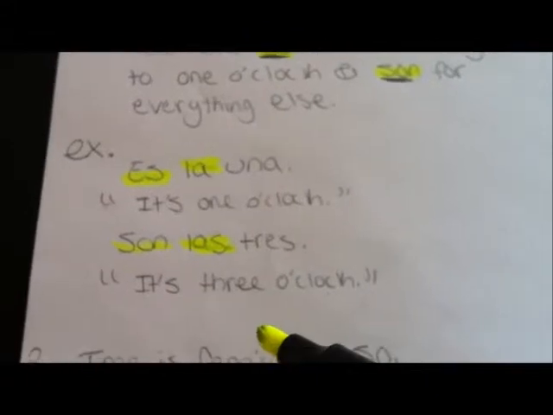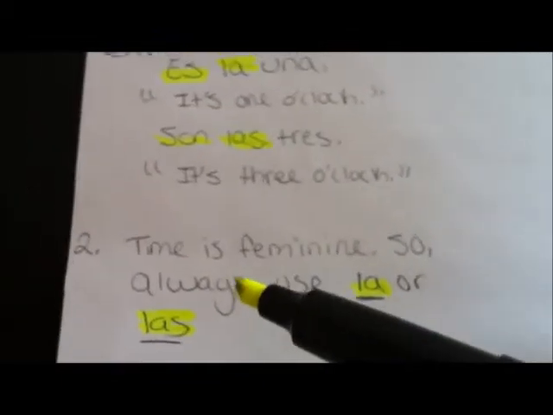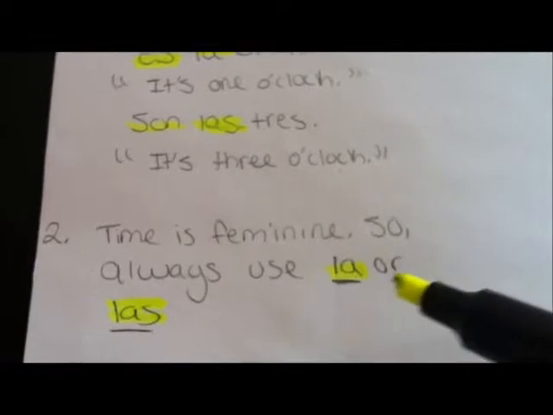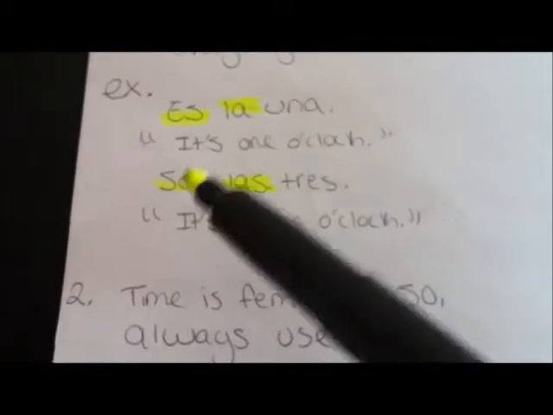For example, es la una means it's 1 o'clock, and son las tres, it's 3 o'clock. So es is for 1, and son is for everything else. So if you're wondering why I have la or las highlighted as well, it's because rule number 2 says that time is feminine. So we always use la or las. So es la or son las, and it's always going to be set up like this.